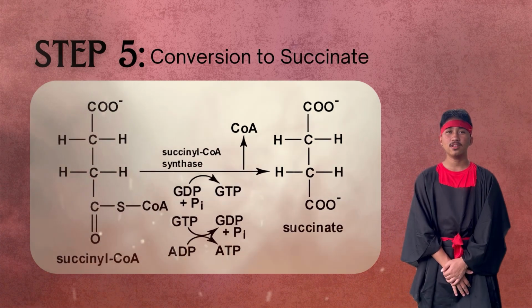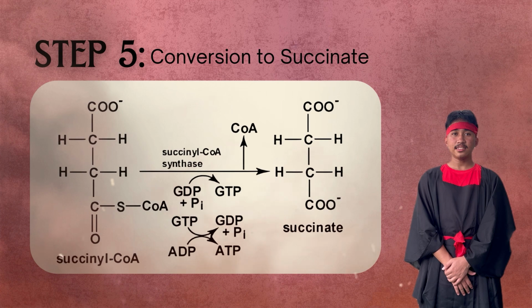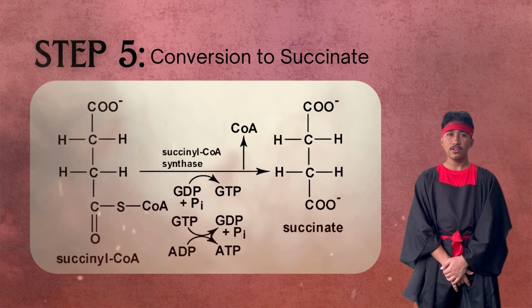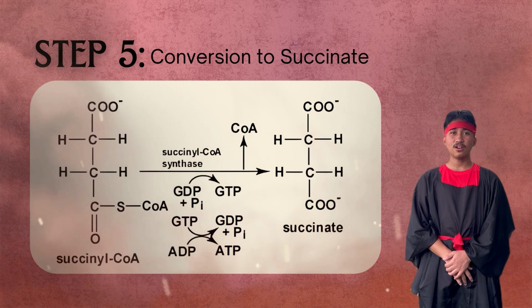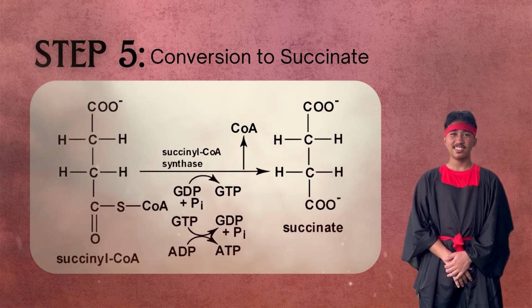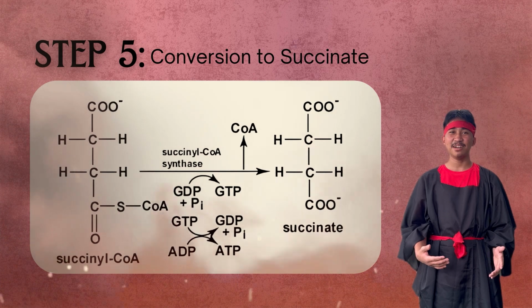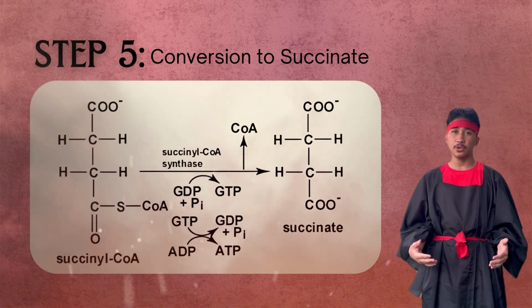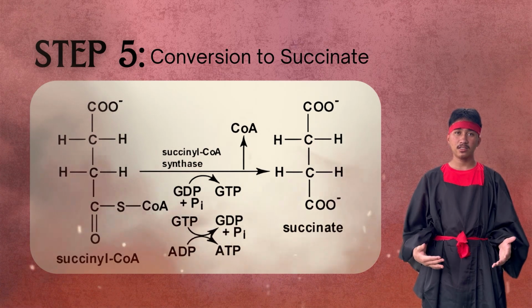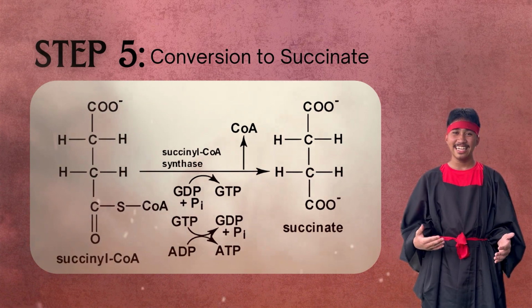Now, moving on to the fifth step of the cycle, conversion to succinate. In this step, succinyl-CoA undergoes a reaction catalyzed by the enzyme succinyl-CoA synthetase. During this process, coenzyme A is released and a molecule of GTP is synthesized, which is quickly converted into ATP. This step marks the only direct generation of ATP or GTP in the Krebs cycle.